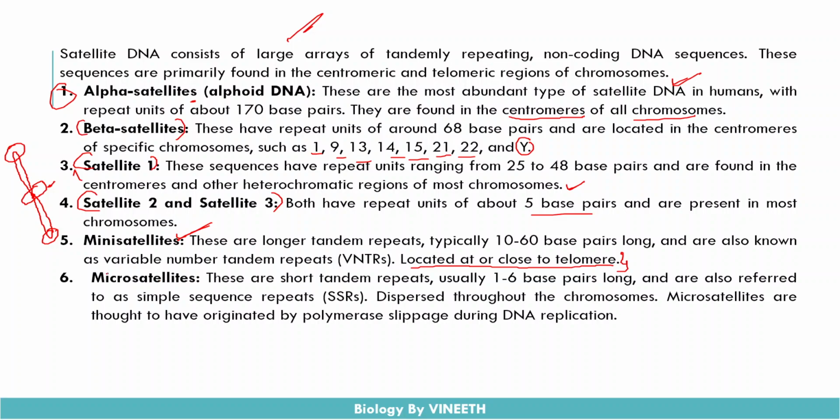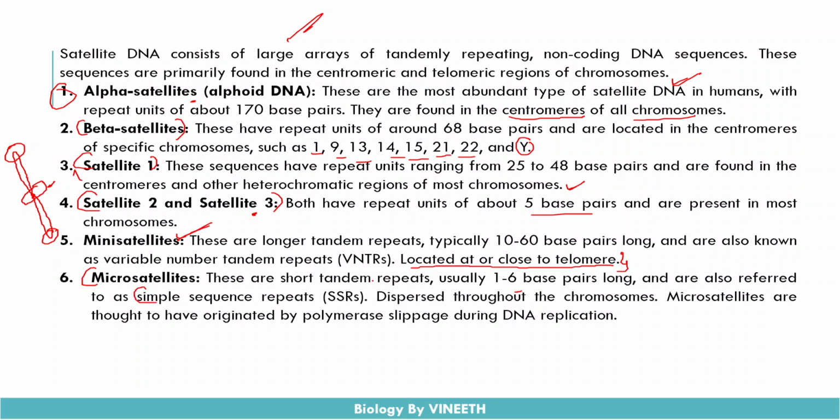And then we have the microsatellites. These are also short tandem repeats, but much shorter than the minisatellites. We have 1 to 6 base pair repeats in the microsatellites. Micro is very small. When you compare with satellite 2 and satellite 3 DNA, it is much smaller. Microsatellites are also referred to as simple sequence repeats.